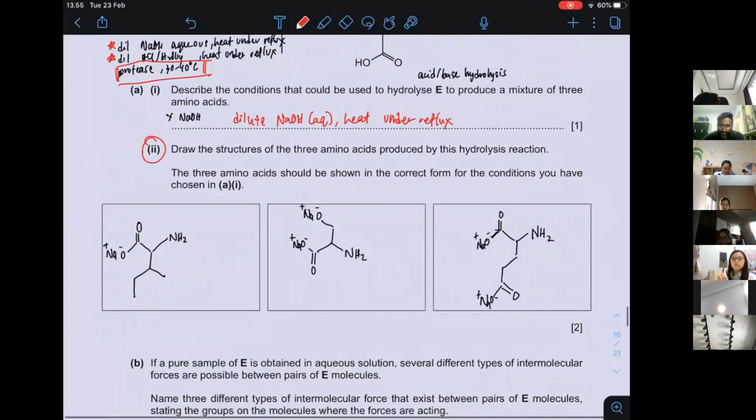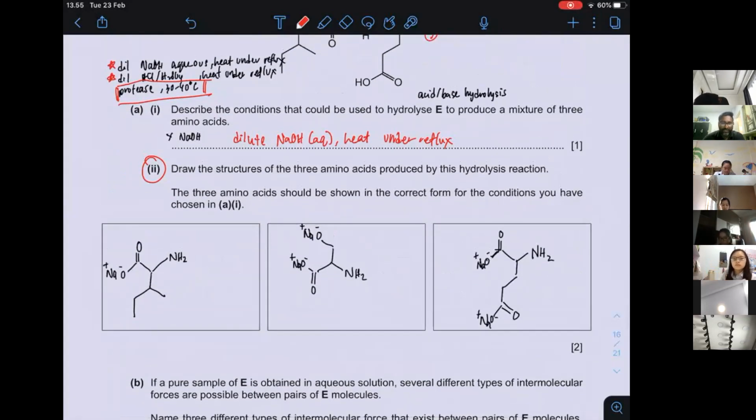Now draw the structure of the 3 amino acids produced in this hydrolysis reaction. You need to draw the 3 structures of amino acid. The 3 amino acids should be shown in the correct form for the condition you have chosen in A1. Please remember, it doesn't follow 100% what is given in the marking key, because in the marking key they just show you the general part only. So your marking key is just a guide. It's not the final answer.